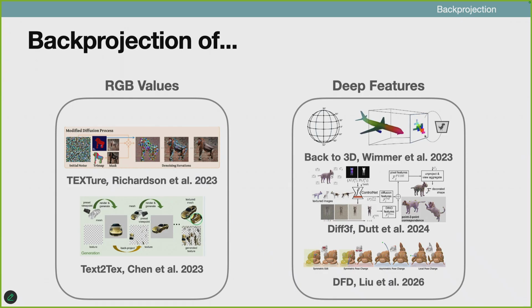We can classify back projection-based techniques by what sort of quantity is being brought from 2D views back onto 3D. Methods that do this on RGB values rely on 2D priors doing denoising or generating multi-view images directly in RGB space, usually to get a specific texture on the mesh. Methods that do this with deep features usually aim to cast the 2D prior's spatial knowledge onto 3D shapes for further downstream 3D geometry processing tasks.